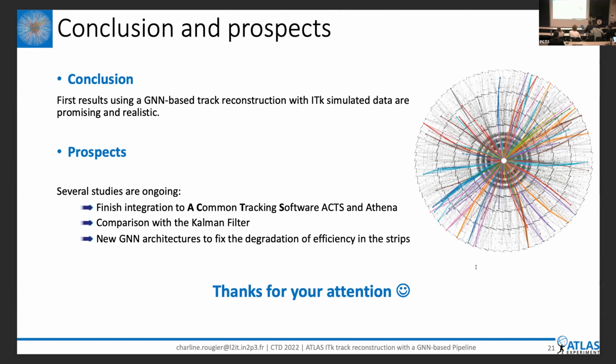So I think that for this bullet, you can look at Alina's posters. We also want to do a comparison with the Kalman filter, and of course also apply the track fitting. And we are also looking at new GNN architectures to fix the degradation of efficiency in the strips. And Daniel is going to give a talk during the workshop of some of our ideas about this new GNN architecture. This is all for me. Thanks a lot.